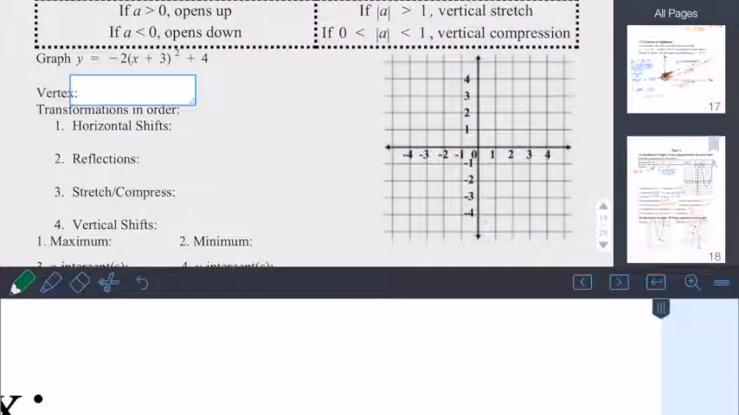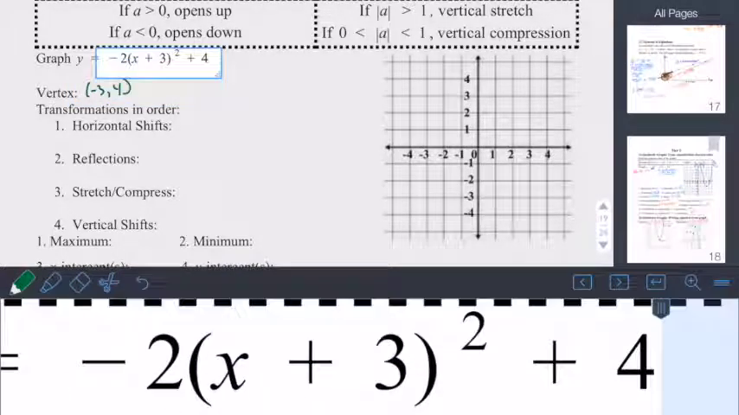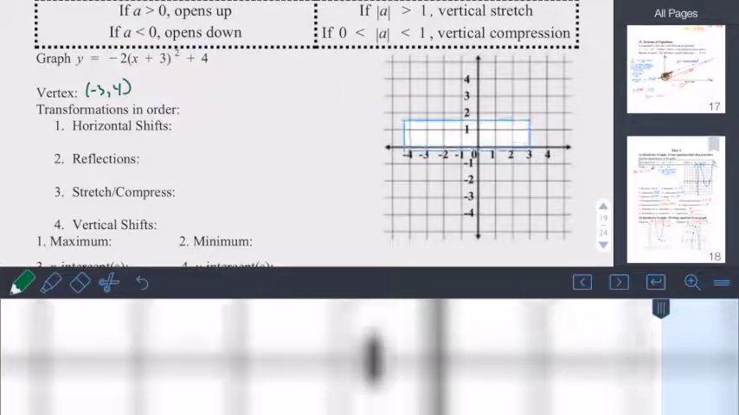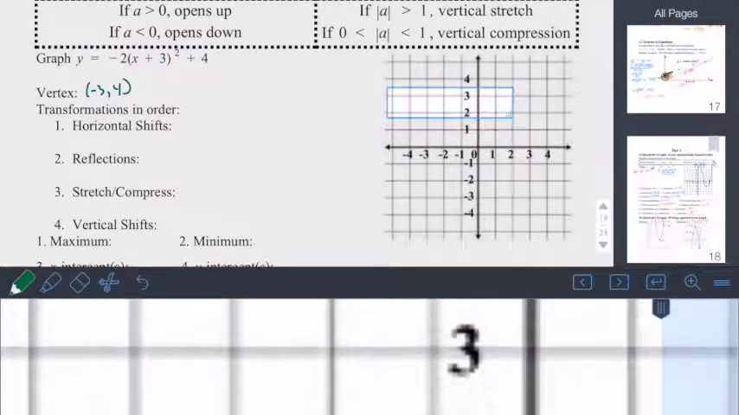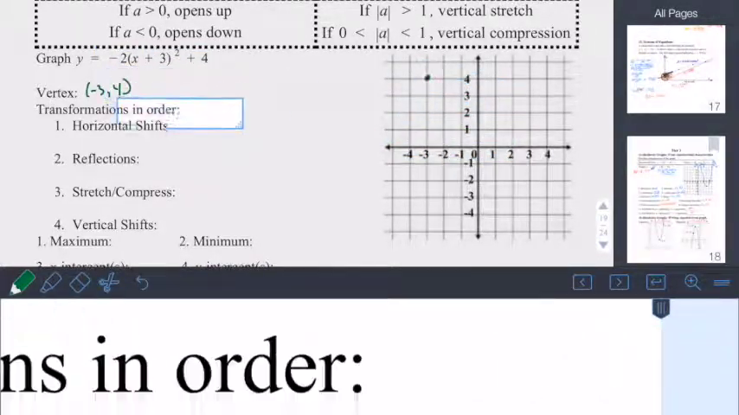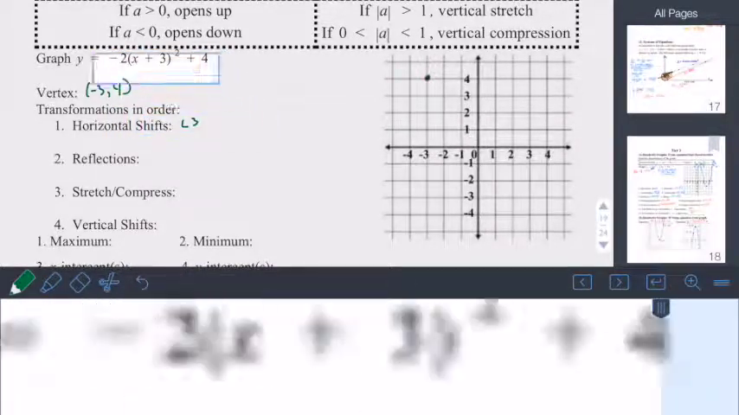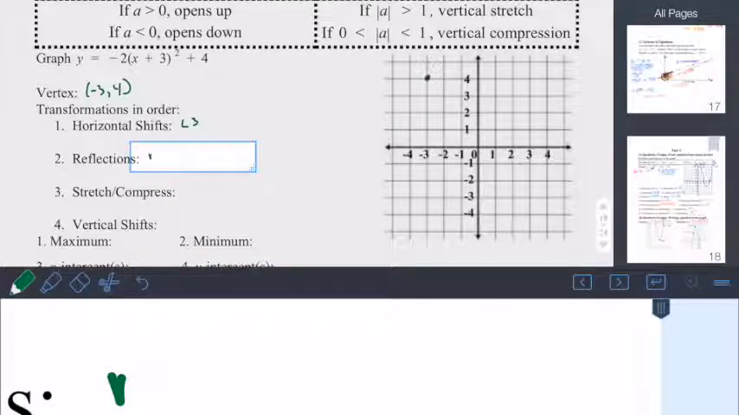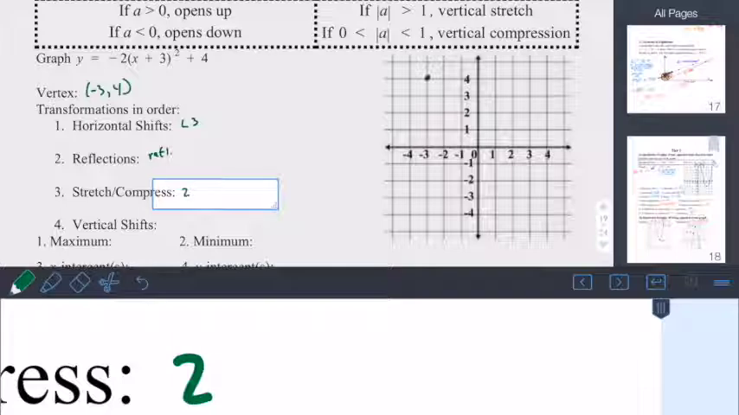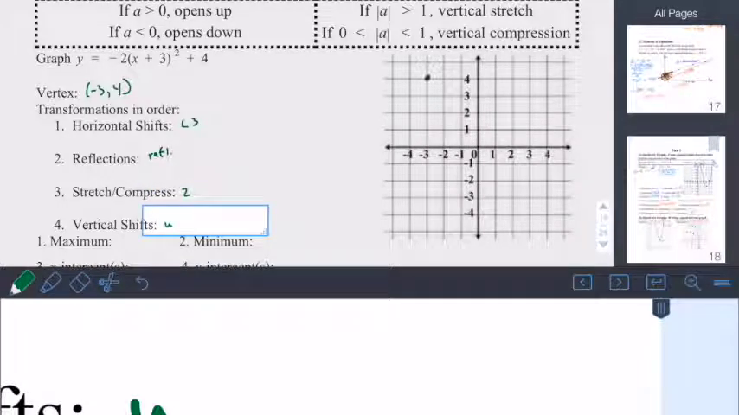We can start with our vertex at negative 3, 4. Remember, it's opposite. This one's going left 3, up 4. So 1, 2, 3, up 1, 2, 3, 4. Then we have our transformations. So left 3. We reflect because it's negative vertically. And we stretch it by 2. And we move it up 4.